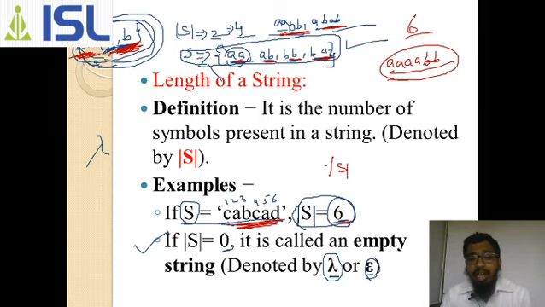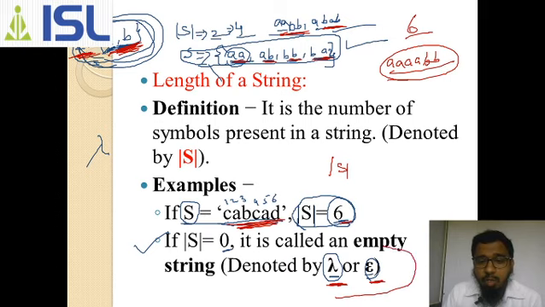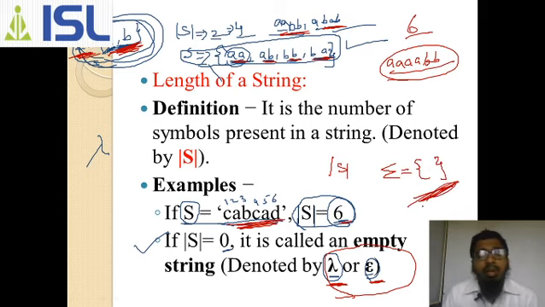Okay, an empty string will be denoted by lambda or epsilon. Whenever you see lambda or epsilon, that means it is an empty string. What is an empty string? Sigma is equal to empty brackets. This is an empty string. You will not have any alphabet in the sigma.